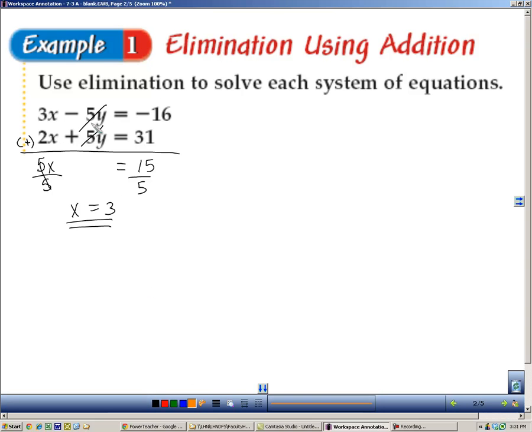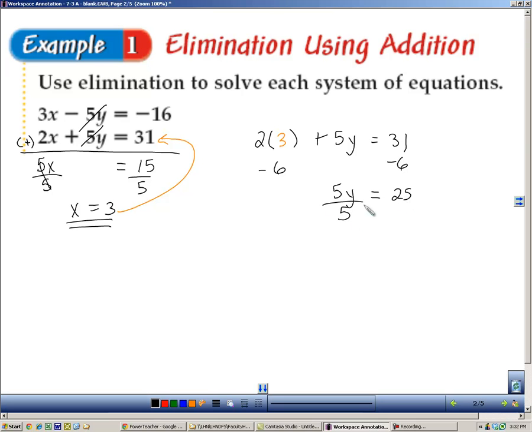So I'm going to take that and plug it back in. I don't care what equation you use. I'm going to use this one. So 2 times x, which is 3, I'll use the orange to maybe help you see it. 2 times 3 plus 5y equals 31. So this is really a 6, so I'm going to subtract 6. 5y equals 25, and divide by 5. So y equals 5. X and y, therefore my solution is 3, 5, which means this system has one solution. The two lines would cross in one place, and they cross right here.